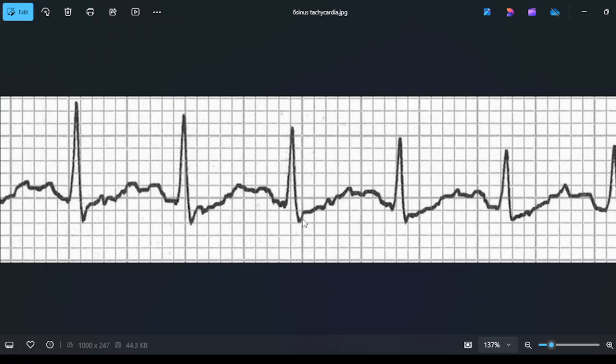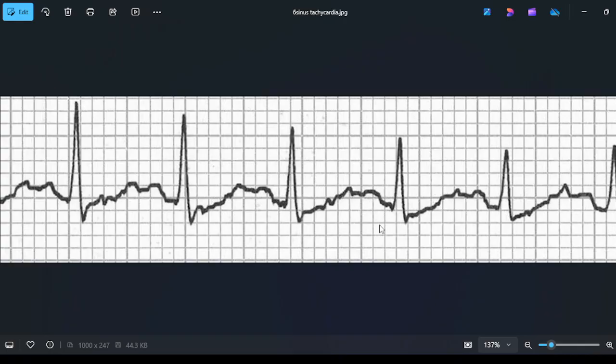Also here you can see there is a camel hump. What happens is that when the heart rate becomes too fast, the subsequent P wave falls on the previous T wave. So this was the T wave and this is the P wave, making a hump like this. See again here there's a hump. This again is the camel hump.